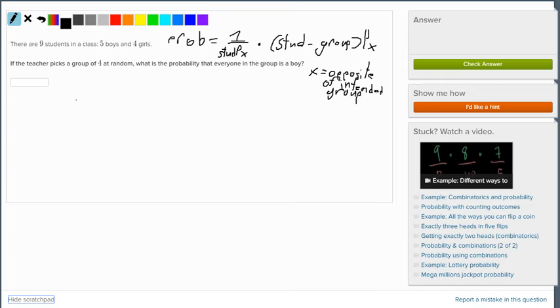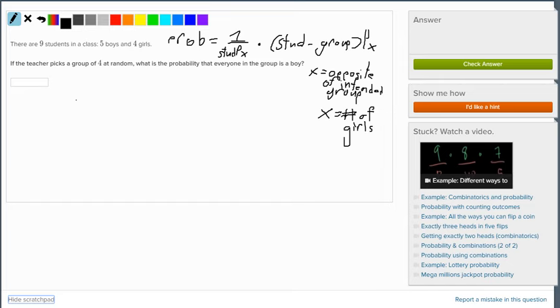And in this case, what is the probability that everyone in the group is a boy? That means that boys are the intended group. So x in this case equals the number of girls, because girls are not the intended group here. Okay, now that we've established that, let's put it into practice.